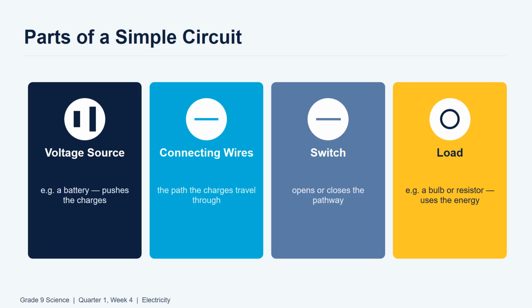Every simple circuit is made up of 4 essential parts. First, the voltage source, for example, a battery, which pushes the charges through the circuit. Second, connecting wires, the path that the charges travel through. Third, the switch, which opens or closes the pathway, allowing us to turn the circuit on or off. And fourth, the load, for example, a bulb or a resistor, which uses the electrical energy to do something useful, like producing light. All 4 of these parts must be connected in one closed loop, running from the positive terminal of the battery all the way to the negative terminal, for current to flow.